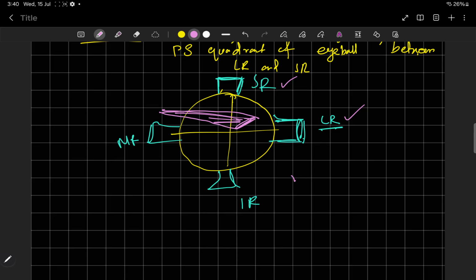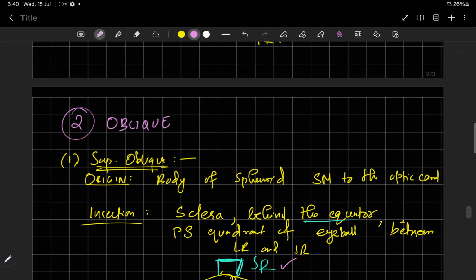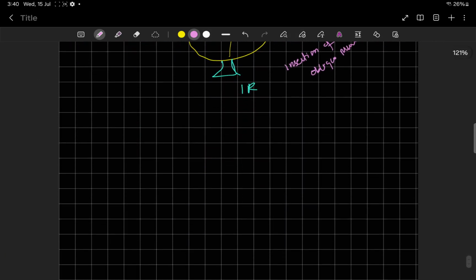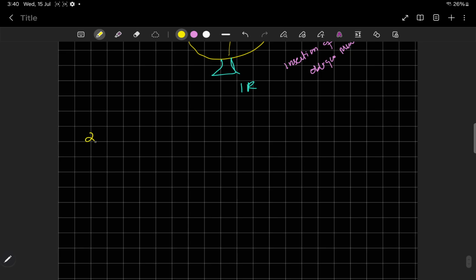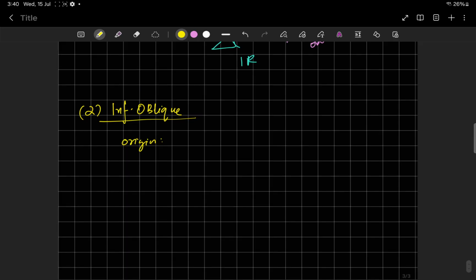So this is the insertion of oblique muscles. So we completed the origin and insertion of superior oblique. Coming to the inferior oblique. So the inferior oblique muscle has an origin from the rough impression in the anteromedial angle of the floor of the orbit, lateral to the lacrimal groove. So this has to be learned by heart itself.